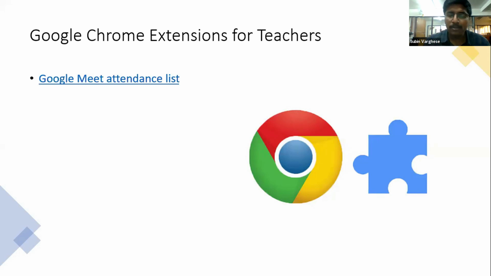Using a Google Form is also another method of taking attendance. That's what we always do. But Google Meet attendance list always helps us to find out whether the students were there for the full time. Right? So that is one. I'll show you all these extensions after explaining all these things.